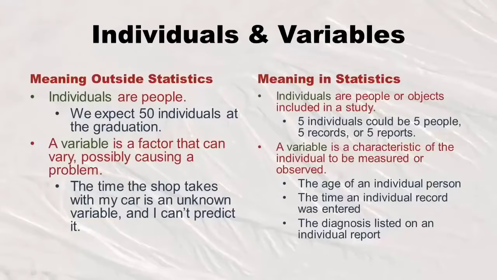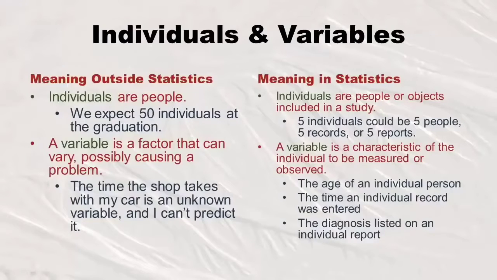Sometimes we look at states, rates of infant mortality, for example, in different states. In that case, states would be individuals. So as you can see at the bottom of the slide, a variable then is a characteristic of the individual to be measured or observed.